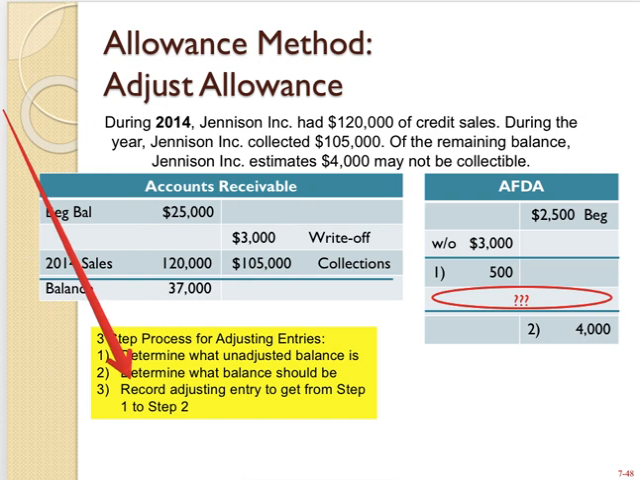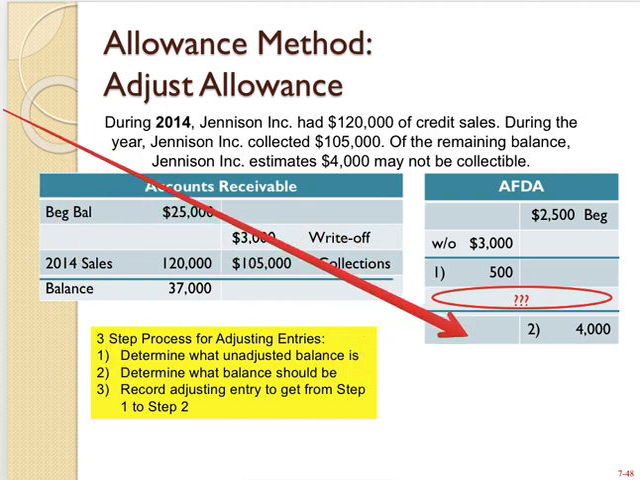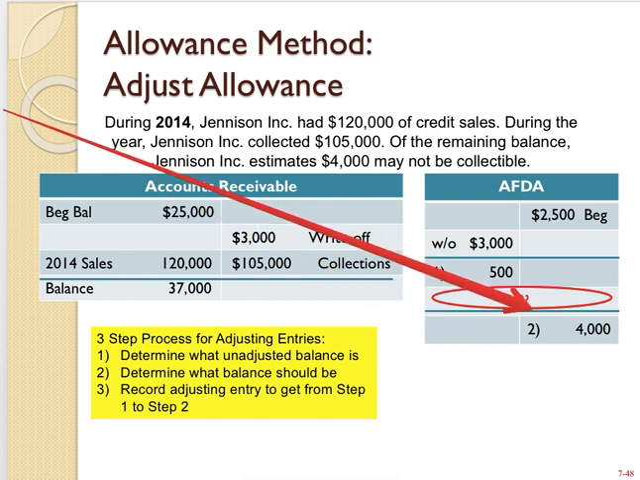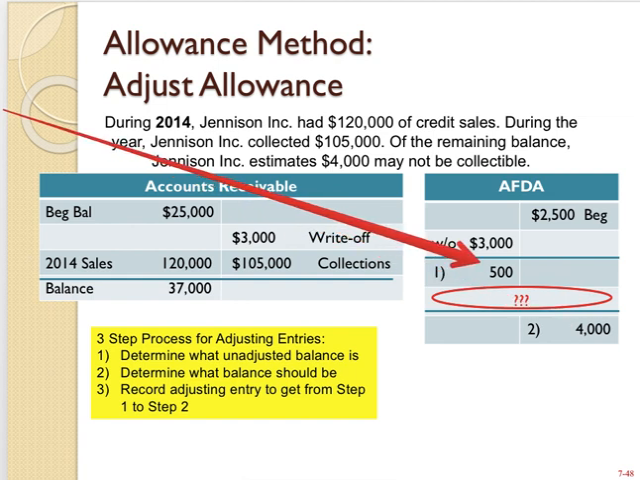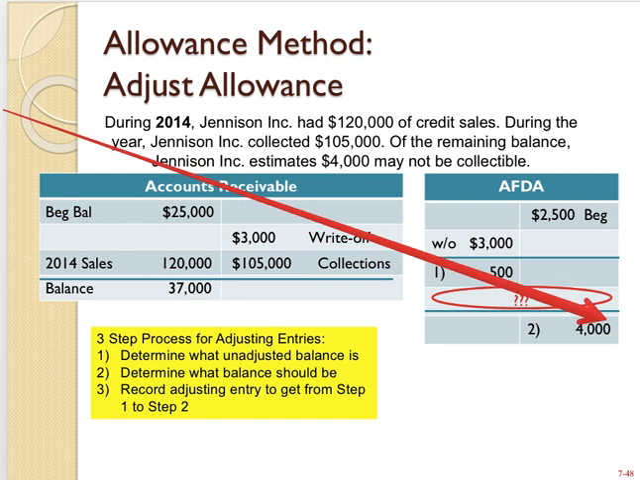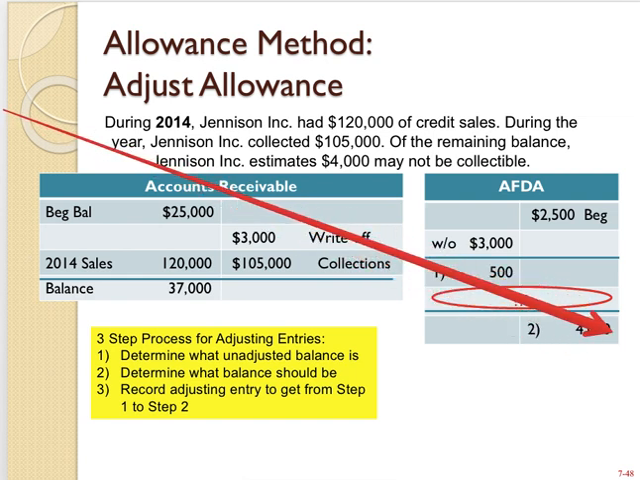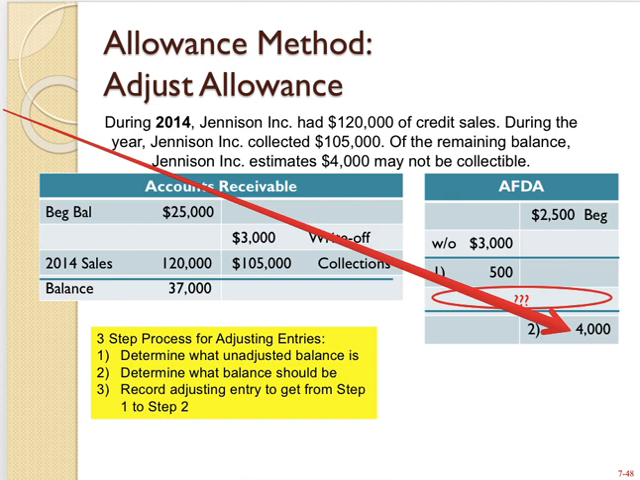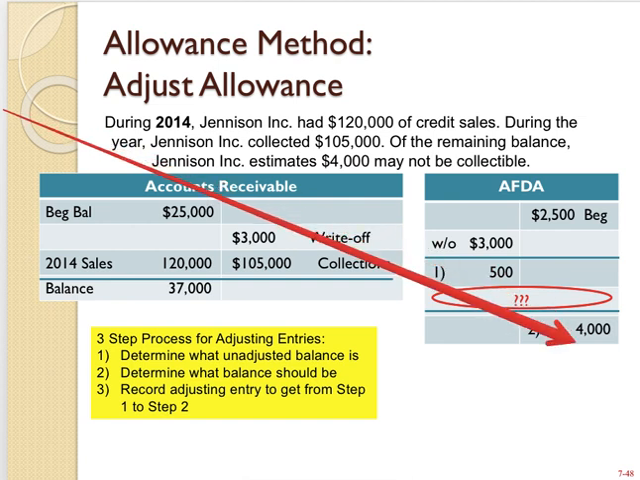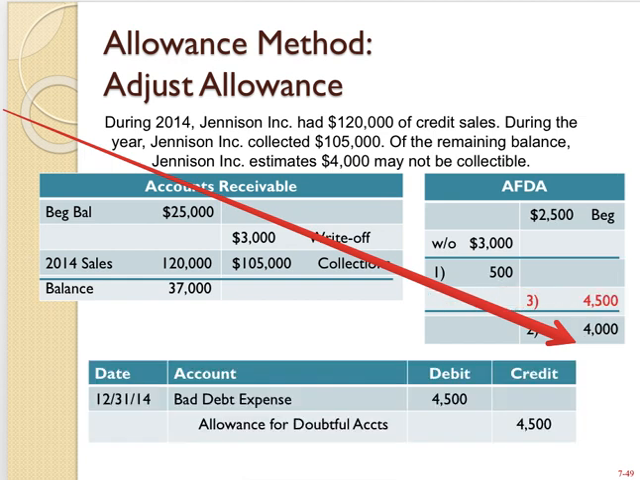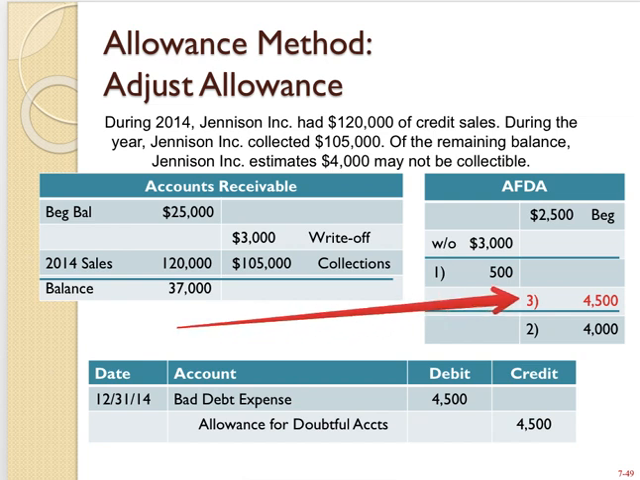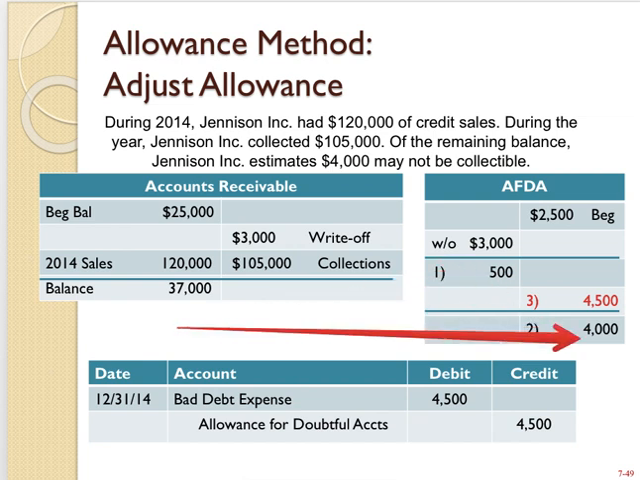So now we have to record our adjusting entry to get from step 1 to step 2. This is a little bit tricky because we have a debit balance and we want it to be a credit balance. So first we have to negate this debit balance. You negate the debit of $500 with a credit of $500 plus the ultimate credit of $4,000. You're going to have to credit both of those, and that's going to get you a credit of $4,500. So this is going to be your entry. A credit of $4,500 is what you need to get from a debit of $500 to a credit of $4,000.